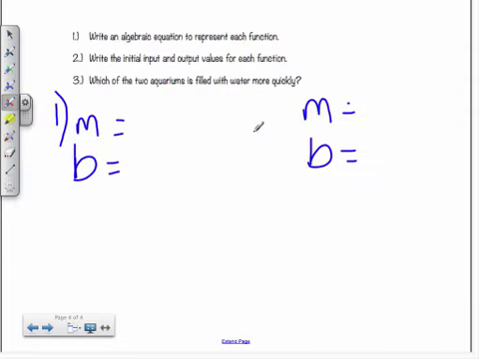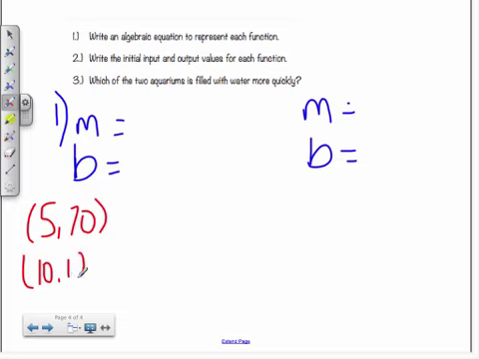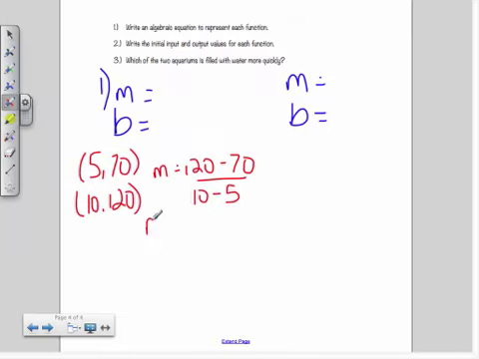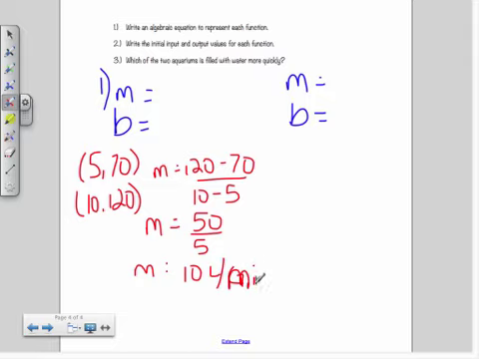So I'm going to go ahead and figure out what the slope is. So (5, 70) and (10, 120). So the slope is going to be 120 minus 70 over 10 minus 5. So I end up getting 50 over 5, which means that my slope is 10 liters per minute.